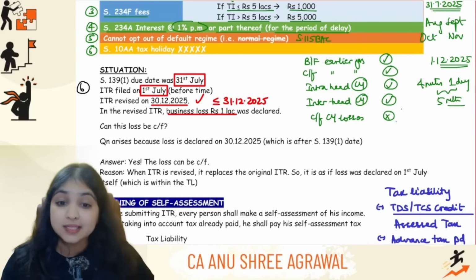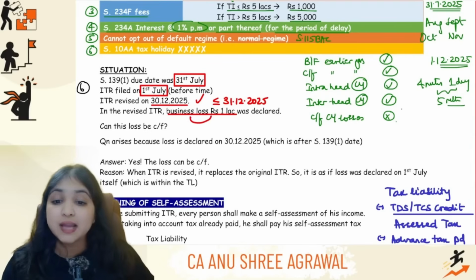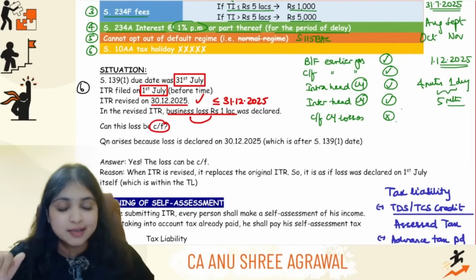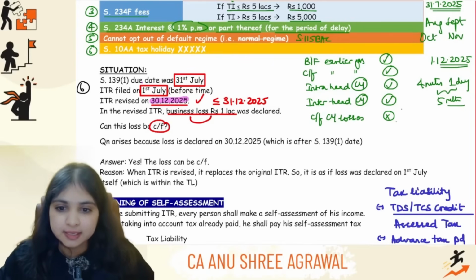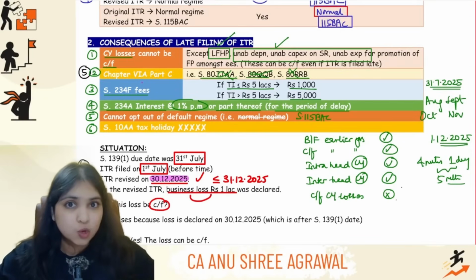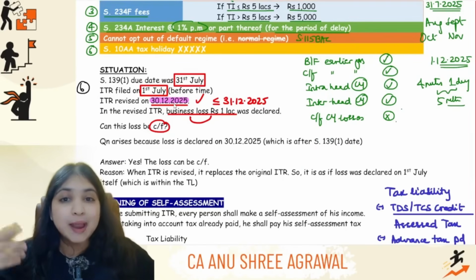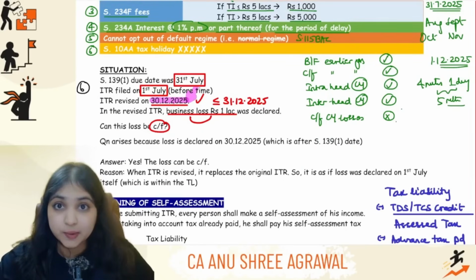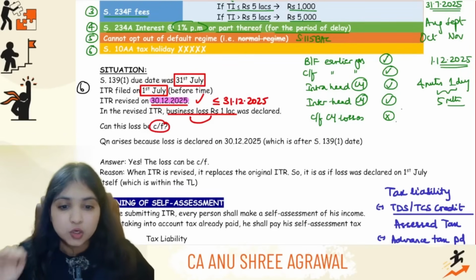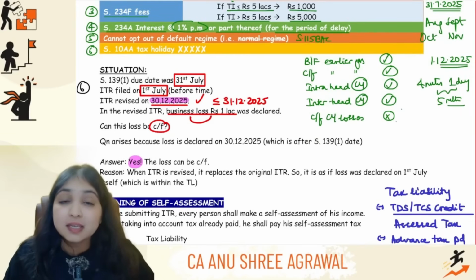Now the question is, can this business loss of 1 lakh rupees be carried forward? See, the question arises because of when you are declaring this loss. You're declaring this loss on 30th December 2025, which is after the 139.1 due date, guys. And just now we learned that if we file our ITR late, after 139.1 due date, we can't carry forward current year losses. So I am declaring this loss after the 139.1 due date. Can I still carry forward the loss? The answer is yes, I can still carry forward the loss.